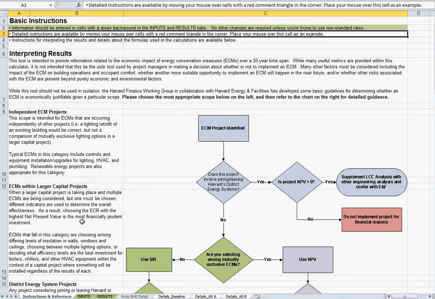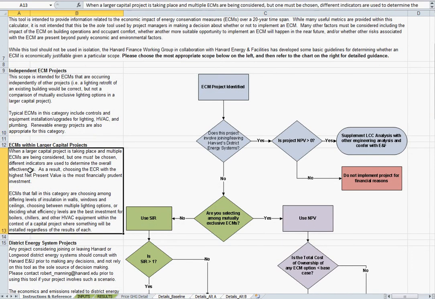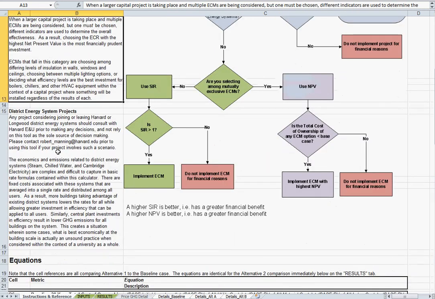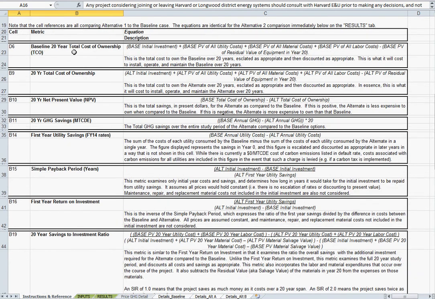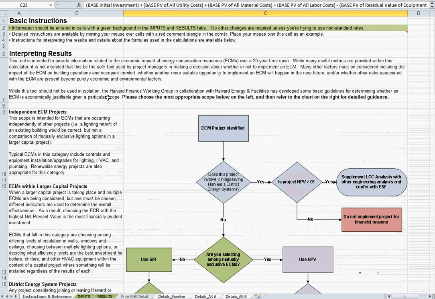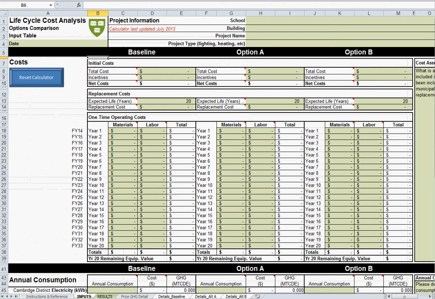So we have a large instructions tab. This has that flow chart of decisions I've mentioned before. It talks about the distinctions between independent ECM projects, mutually exclusive ECM projects, and things that involve district energy, plus a very detailed list of each of our results pages' analysis metrics and how those are calculated. I'm not going to go into that in great detail right now. Again, we will see that later, but just know that all this is here in one page where you can look at it.